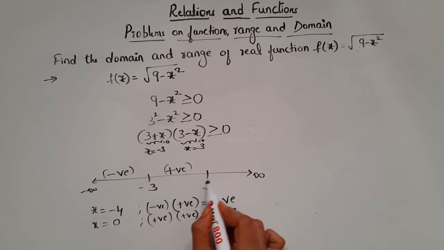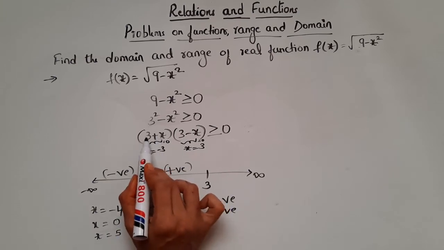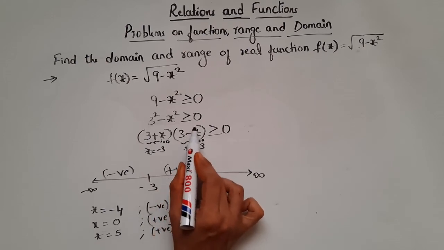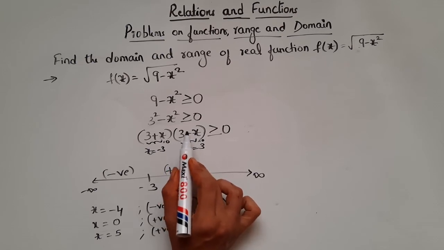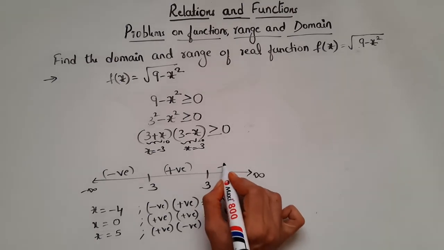Similarly, now let's take from 3 to infinity. Let's take any value from 3 to infinity. Let's take 5. So 5 plus 3 is 8, so that is positive. Here, if you put 5, 3 minus 5 is minus 2, so it's negative. So plus into minus is minus. So this region is negative.